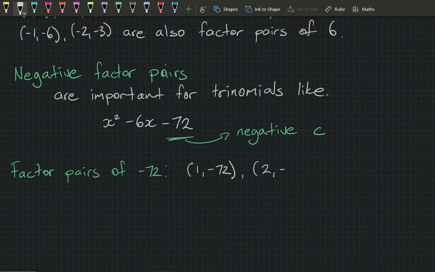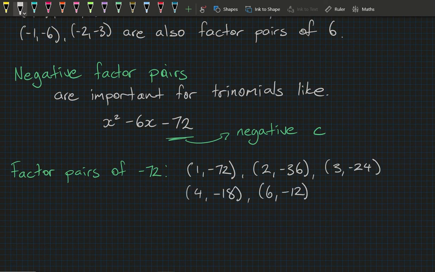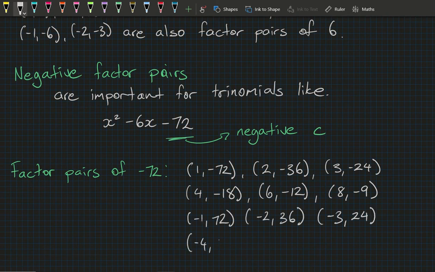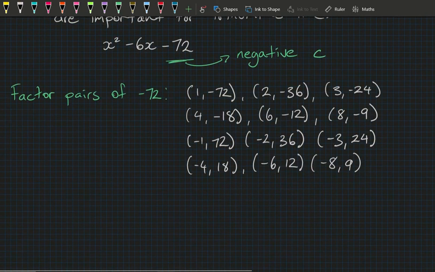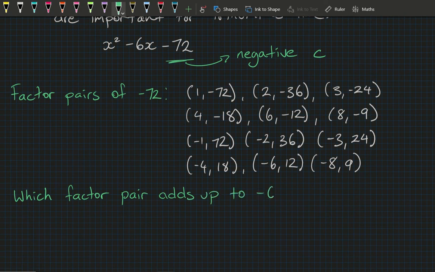Well, let me write them out quickly with the magic of post-editing. Of course, each one of those pairs multiplied together equals minus 72. But don't forget that the exact same numbers, except with the sign switched on both of them, are also factors of 72. So we might as well actually try and factor this trinomial. Which of these factor pairs add up to minus 6? I'm starting from the start.